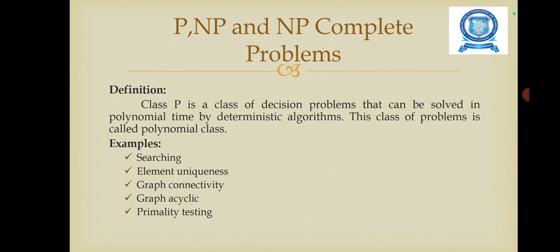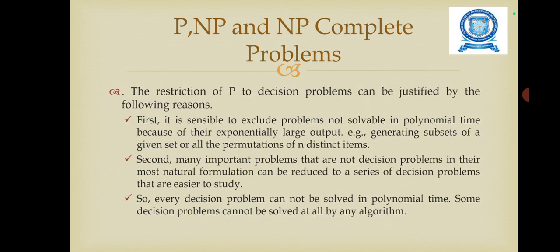Here we have some examples: searching, element uniqueness, graph connectivity, graph acyclicity, primality testing. Next, the restriction of P to decision problems can be justified by the following reasons. The first reason is that it is sensible to exclude problems not solvable in polynomial time because of their exponentially large output, for example, generating subsets of a given set or all the permutations of n items.